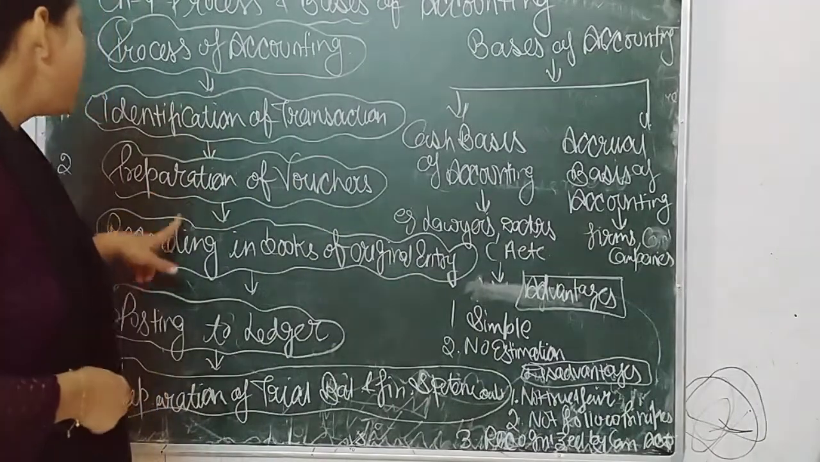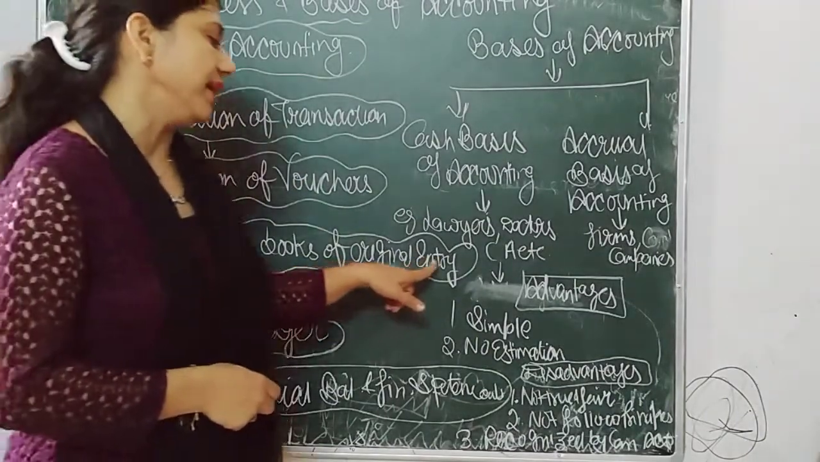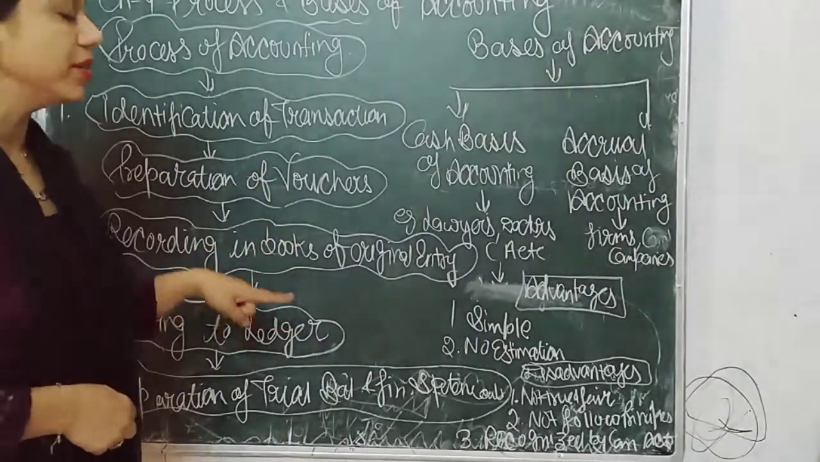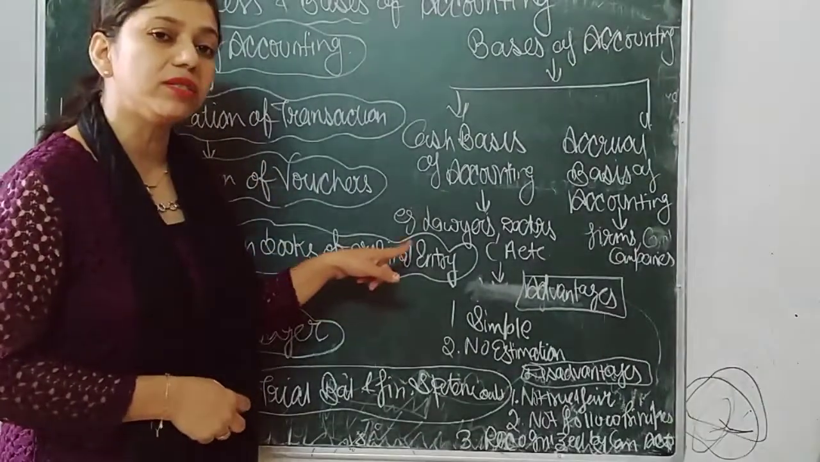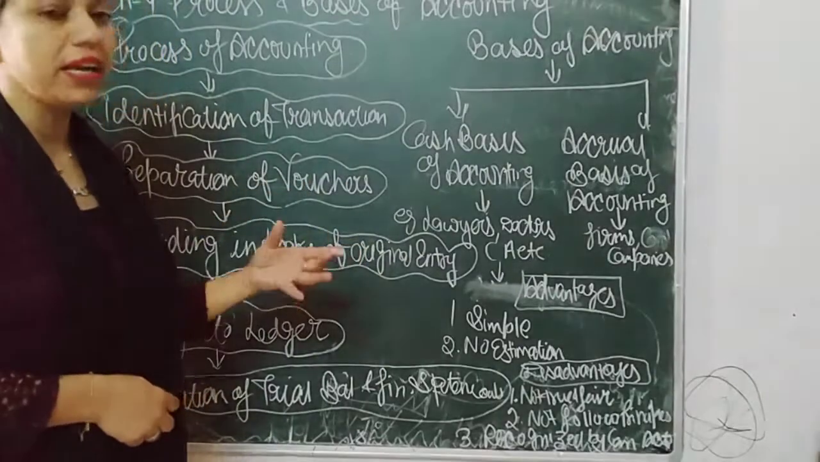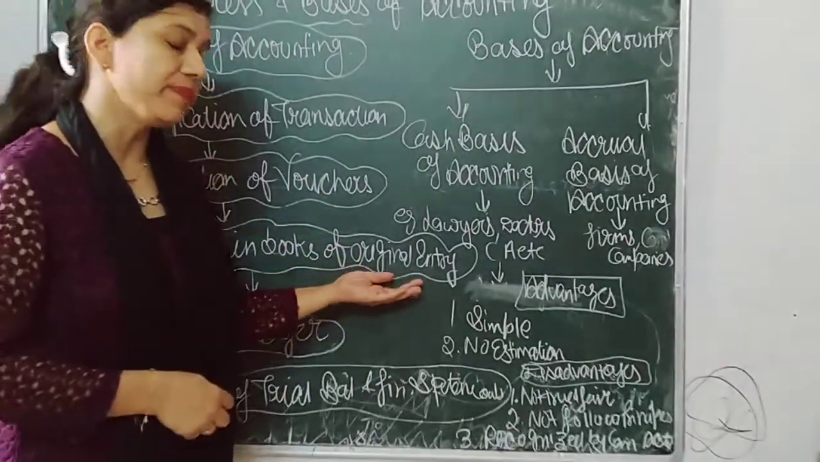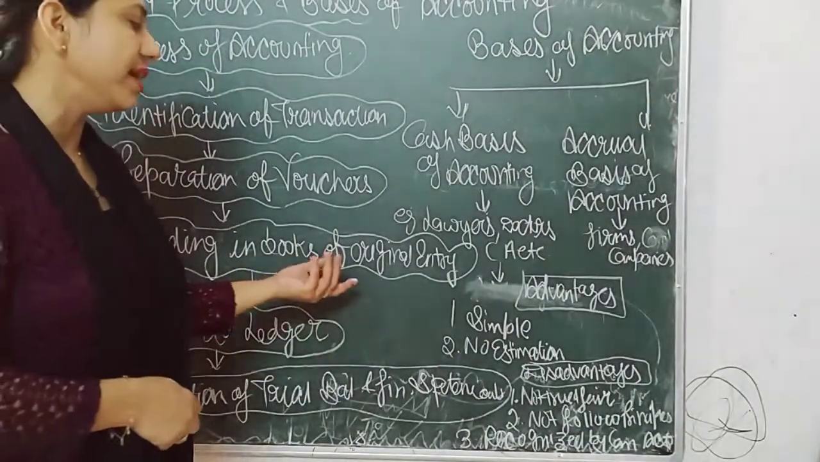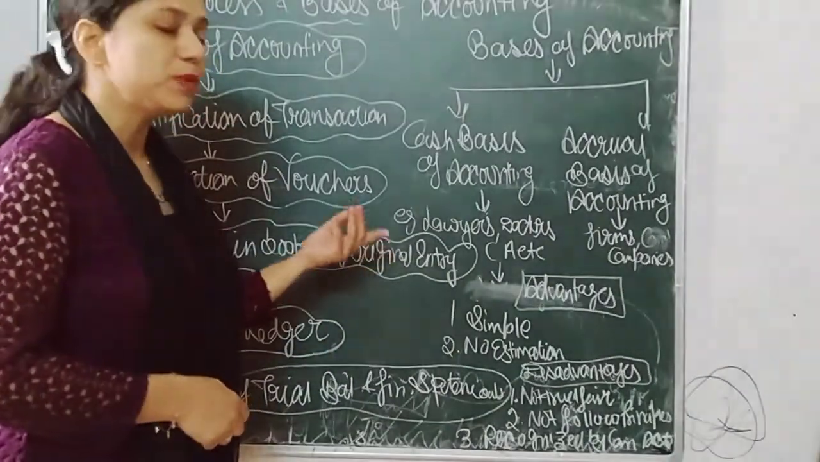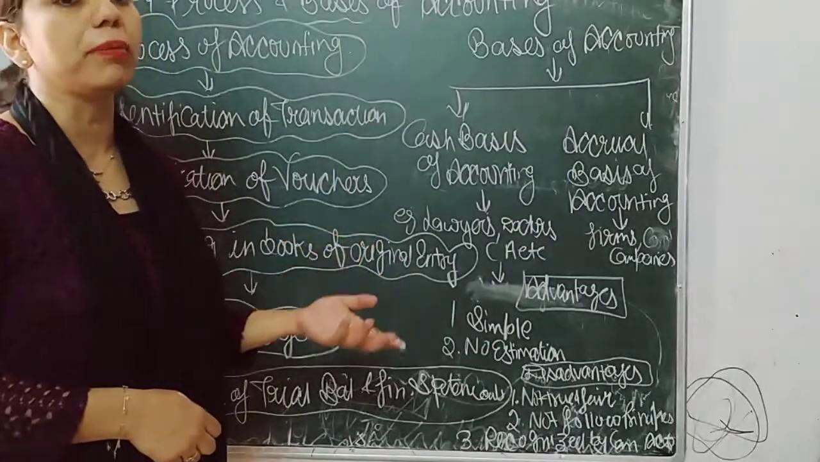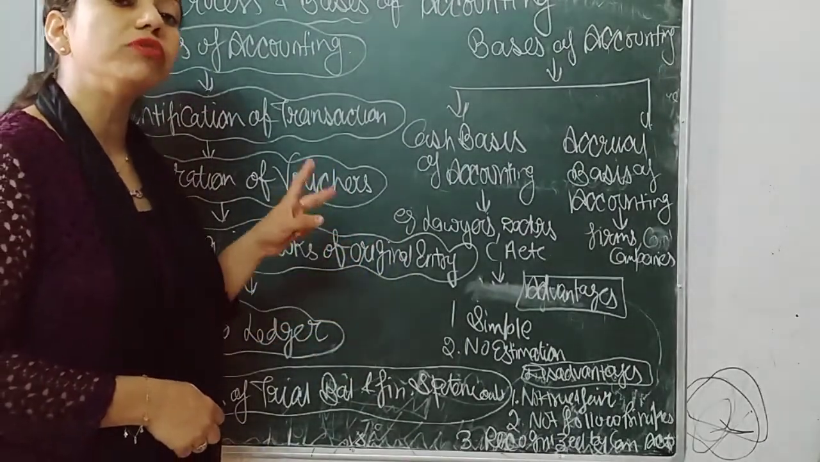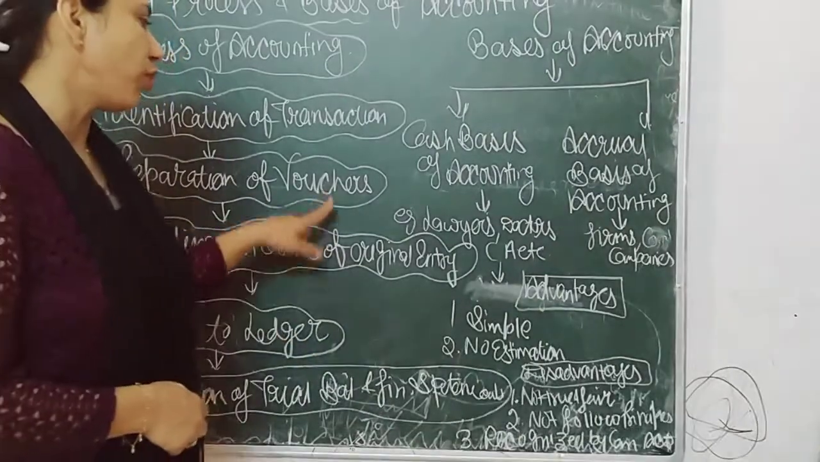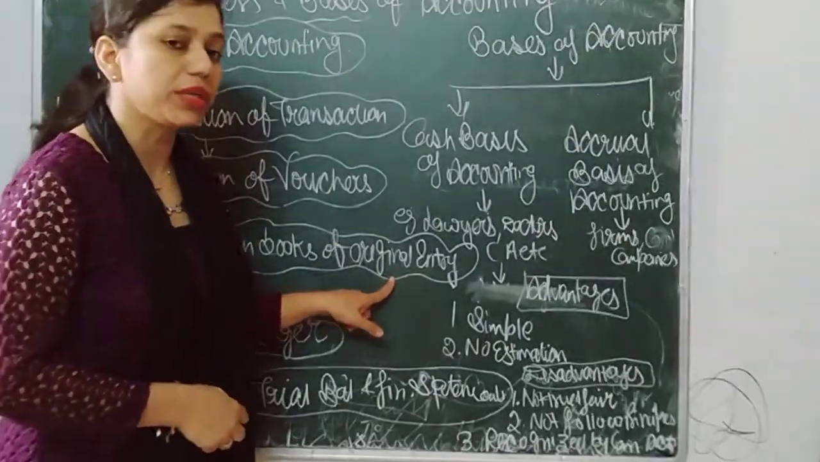Next we have recording in books of original entry. On the basis of vouchers, we record the transactions. Original entry means journal. So we properly record the transactions in the journal, as we have rules. There are 3 scientific rules of posting in the journal, that means personal account, real account and nominal account. On the basis of these 3 rules, all the transactions from vouchers are posted into the journal.